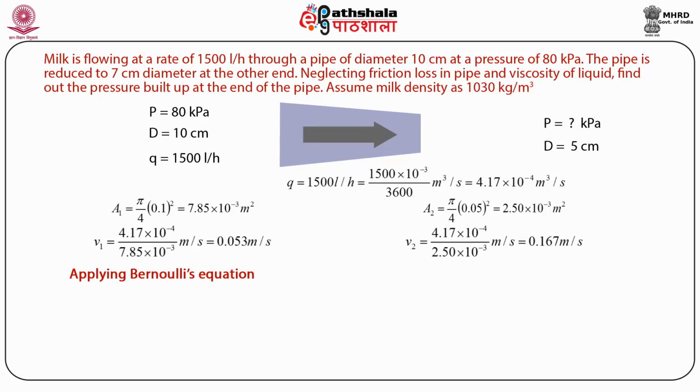Bernoulli's equation says that all the heads, that is the pressure head, kinetic head and elevation head, the summation of all these three at any point will be the same. So it will be Z1 plus P1 by rho g plus V1 square by 2g is equal to Z2 plus P2 by rho g plus V2 square by 2g.